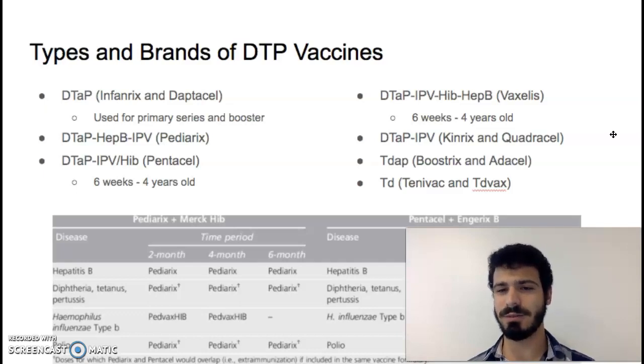And so all of this is to condense the recommended vaccine regimen for infants and children a little bit. And then there's the Tdap and then the Td, which are used after 6 years of age, so for people 10 years and older.